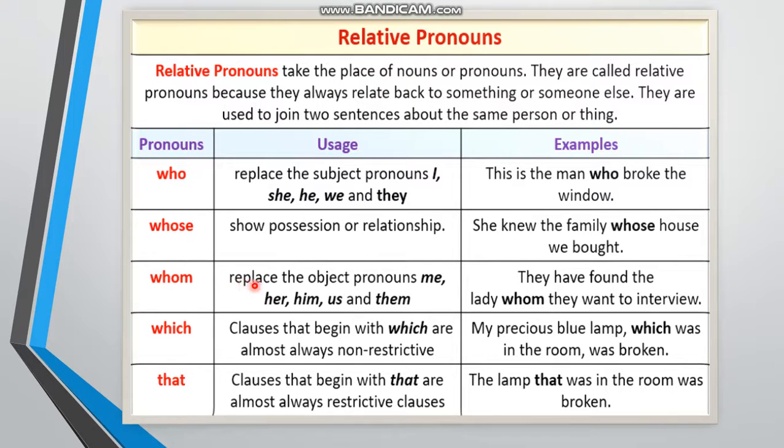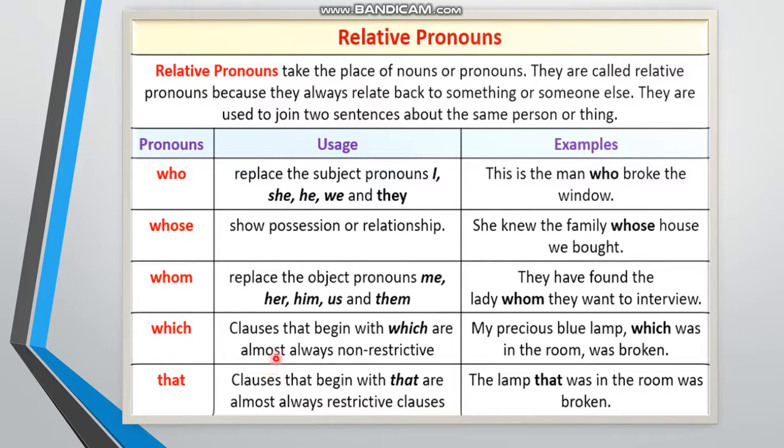Whom, to replace the object pronouns, versus subject pronouns. Object pronouns: me, him, her, us, and them. For example, they have found the lady whom they want to interview. The lady is the object. That's why we use whom, not who.